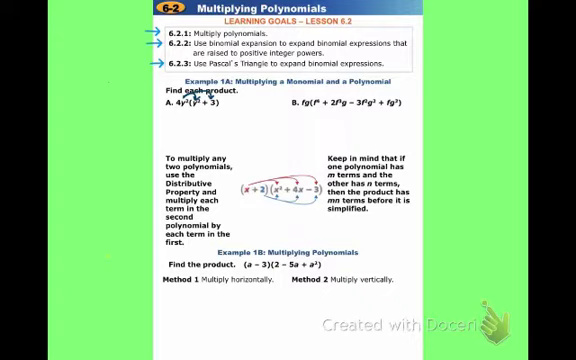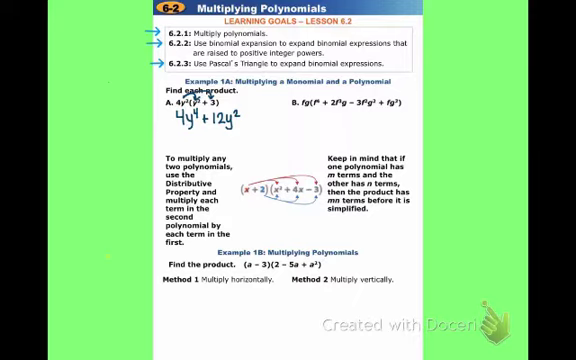So to multiply 4y squared by y squared, I'm going to get 4 times 1, which is 4, and then y squared times y squared, which is y to the 4th. And then 4y squared times 3 would give me 12y squared.